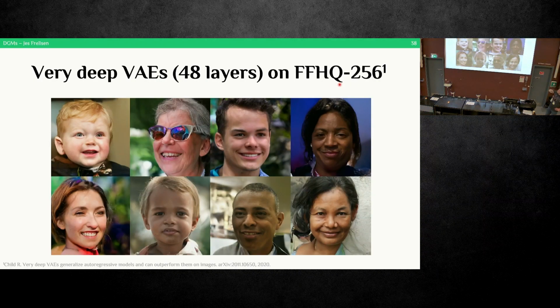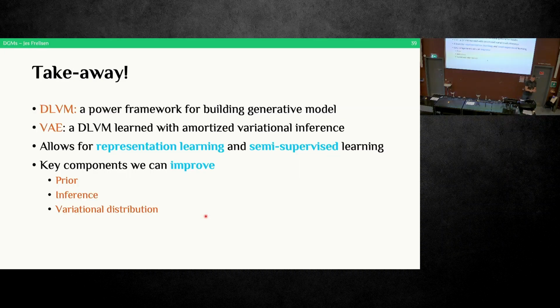You can do these very deep VAEs. This one is with 48 layers on high quality fashion. On high quality CelebA, I think. And then you get these super photorealistic images.